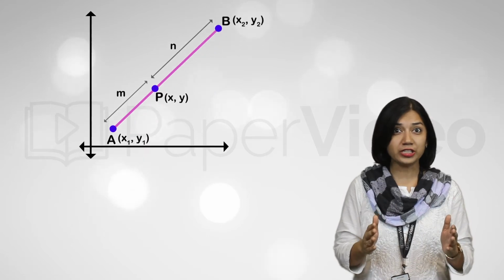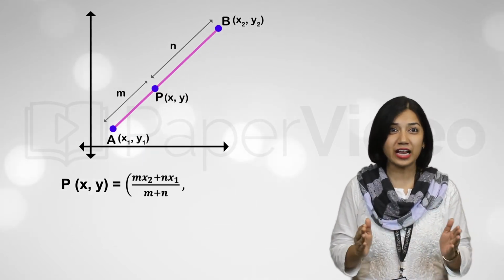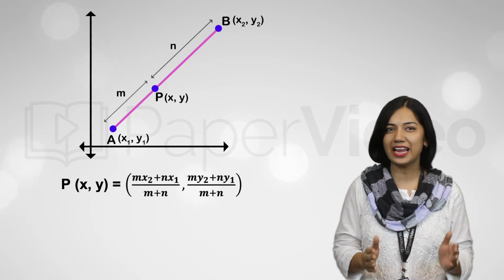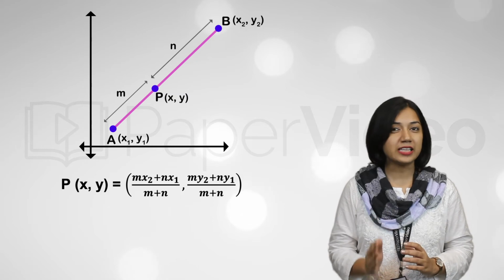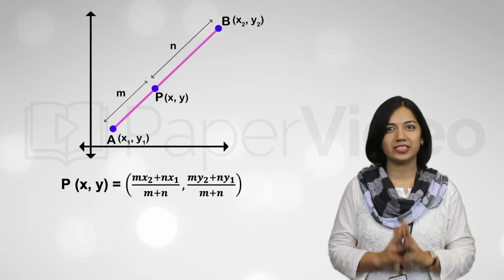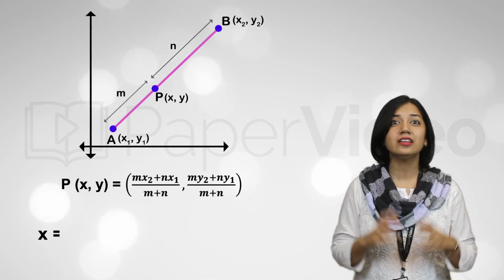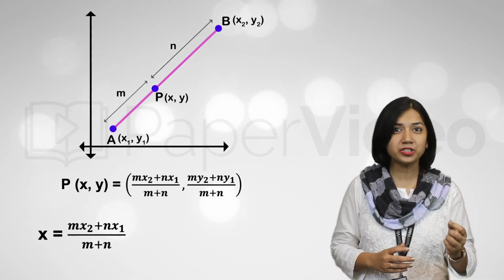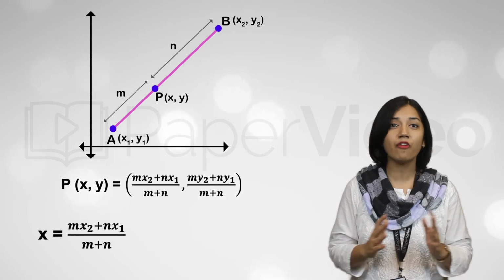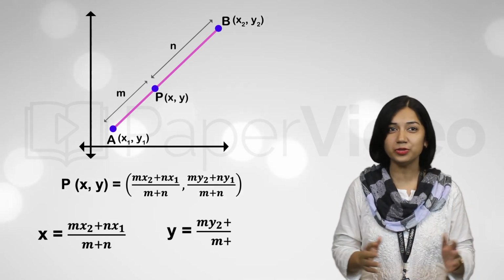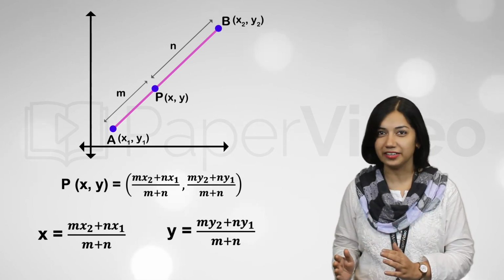Then, according to the section formula, the coordinates of point P are given as ((mx2 + nx1)/(m + n), (my2 + ny1)/(m + n)). This means that the value of the x coordinate is equal to (mx2 + nx1)/(m + n), and the value of the y coordinate is equal to (my2 + ny1)/(m + n).